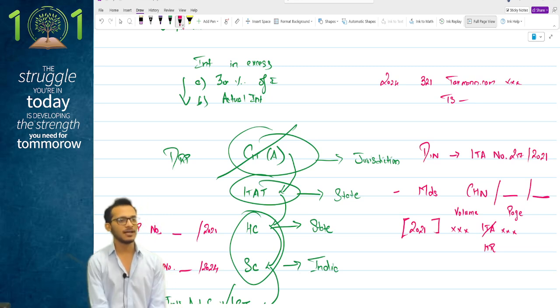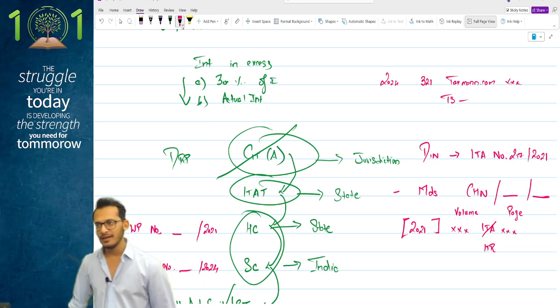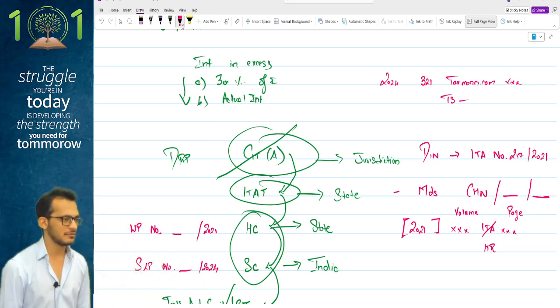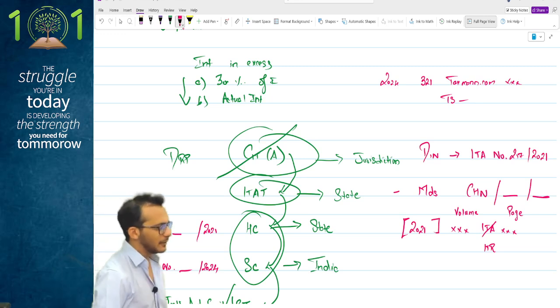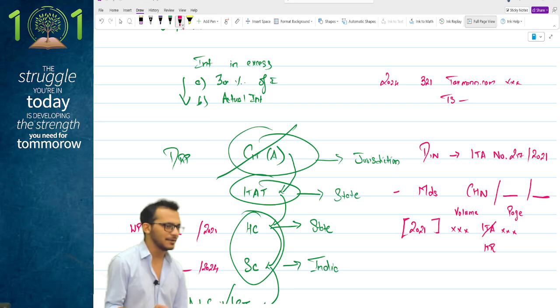It moves to custom and practice. I'll give you a simple example, people. There was a time when I was working in my office, and there was a big appeal coming up. The appeal deadline was 30 days. Obviously, you know, the CIT appeal deadline is 30 days.